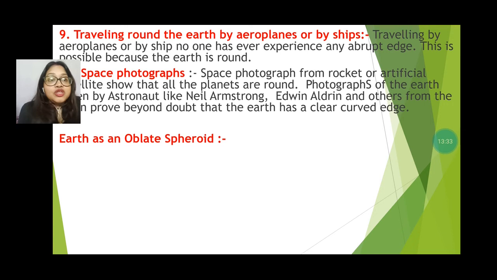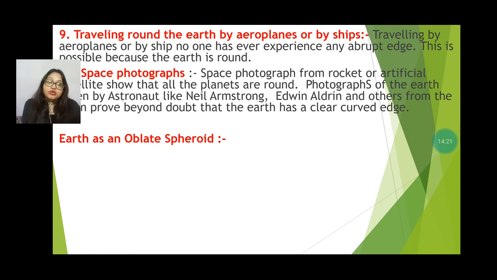Next one is traveling round the Earth by aeroplane or ship. When we travel by any aeroplane or ship, we never experience any kind of abrupt edge. That means when we start any journey from a place, we can come back to that place again. So this is proof that the Earth is circular in shape. Next one is space photography. Even right now, there are so many instruments, rockets, and artificial satellites that are always taking pictures of the Earth. From those pictures, this is proof that the Earth is circular or spherical in shape.